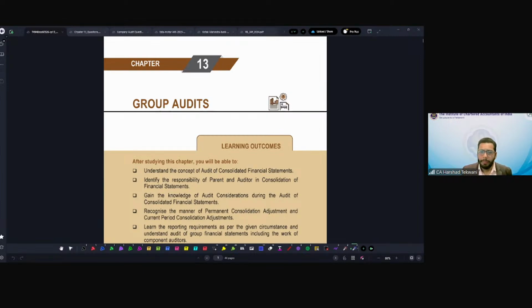CFS, okay, but is it only the consolidated financial statement when it comes to group audit? Consolidated financial statements are one aspect of the group audit. So CFS is not the group audit, but one of the aspects of the group audit.